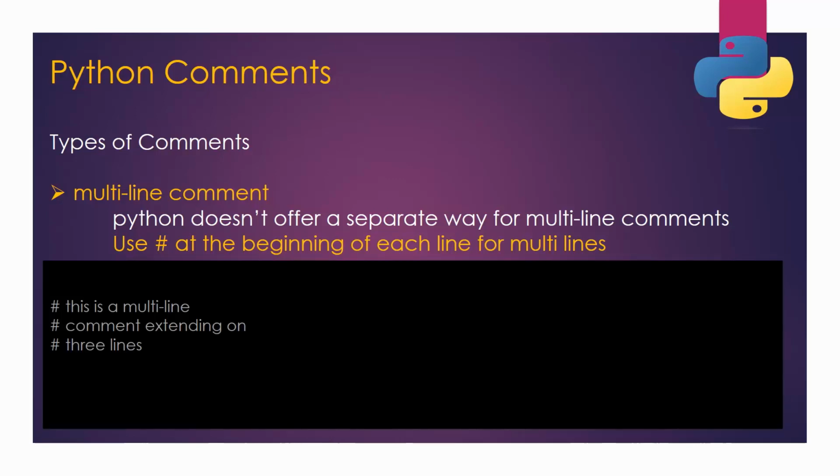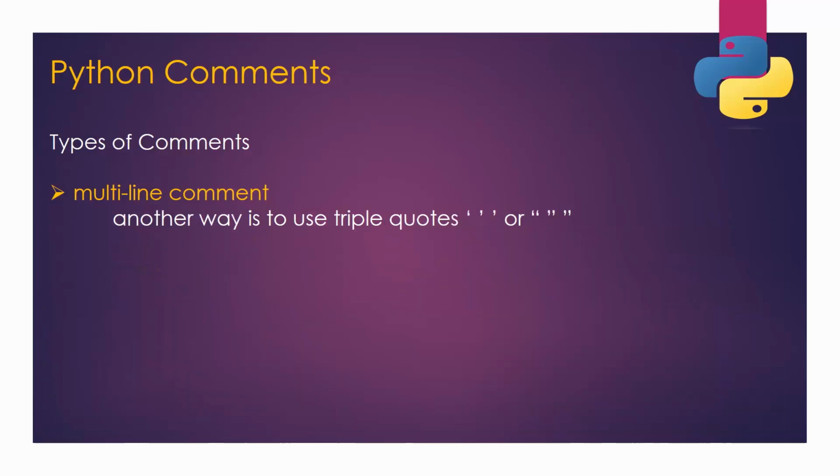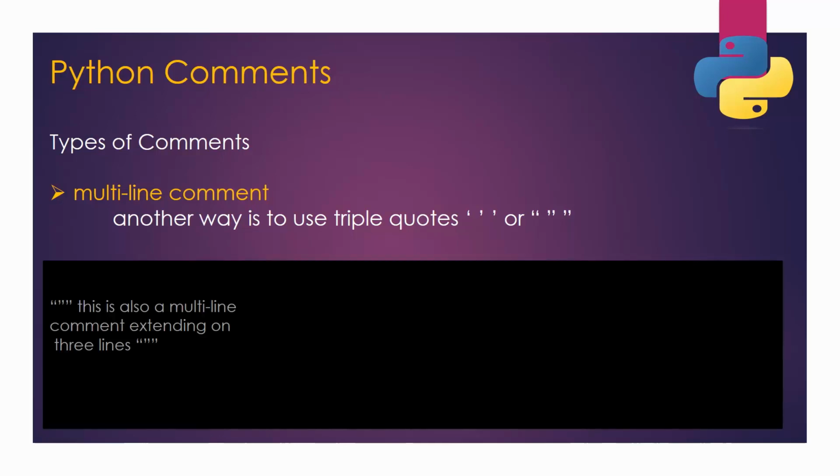In this example, there are multiple lines and each line is starting with a hash symbol, so we can consider this as a multi-line comment. Another way to create a multi-line comment is to use triple quotes. In this example, anything written between two sets of triple quotes is considered as the multi-line comment.